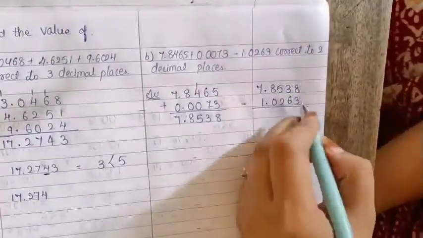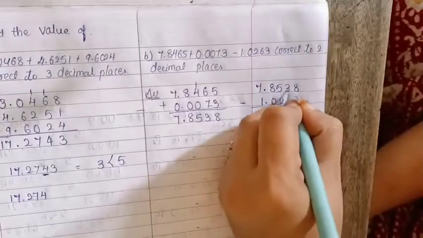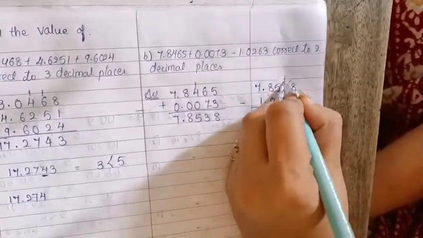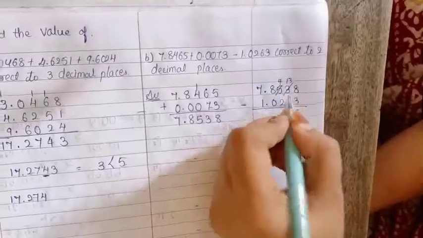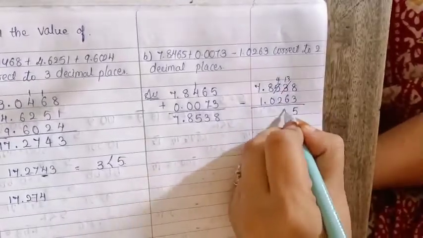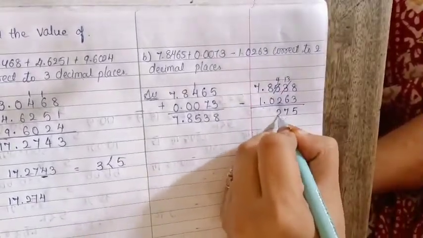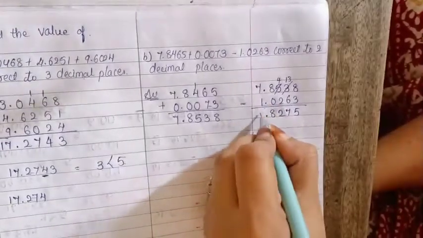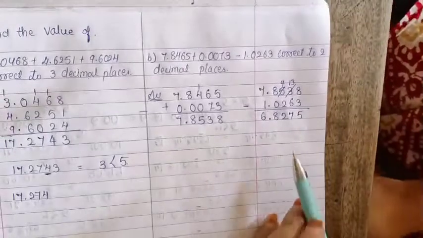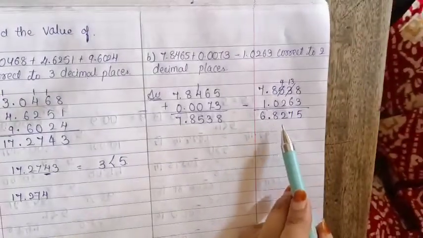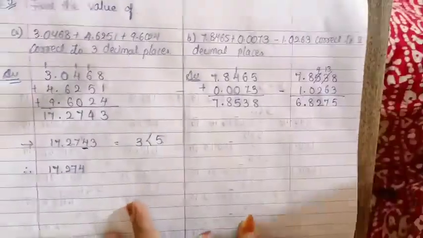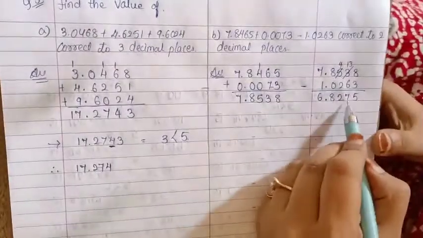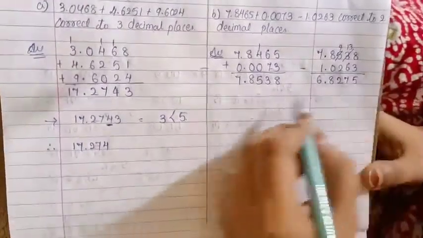Now 8 minus 3 is 5. Now 3 minus 6 is not possible, so here 13, here 4. Now 13 minus 6 is 7. 4 minus 2, 2. 8 minus 0, 8. Decimal will remain the same. 7 minus 1, 6. So what answer did we get? 6.8275.